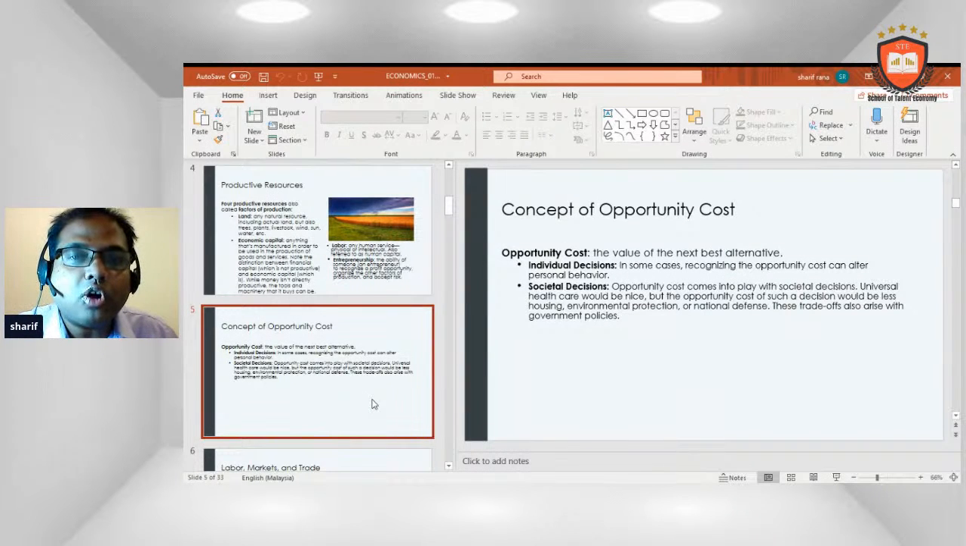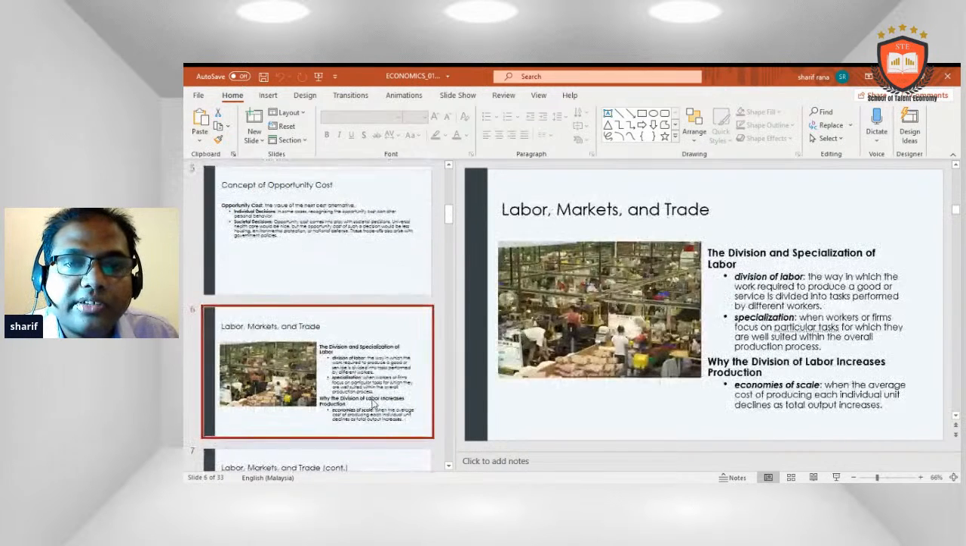Concept of opportunity cost. Opportunity cost is the value of the next best alternative. Individual decision: in some cases, recognizing the opportunity cost can alter personal behavior. Social decision: opportunity cost comes into play with social decisions. Universal healthcare would be nice, but the opportunity cost of such a decision would be less housing, environmental protection, and national defense. These trade-offs also arise with government policies.